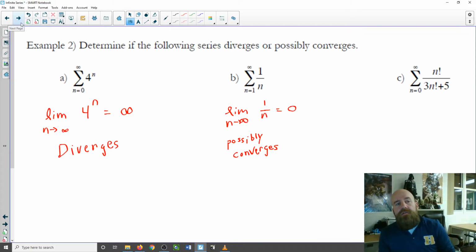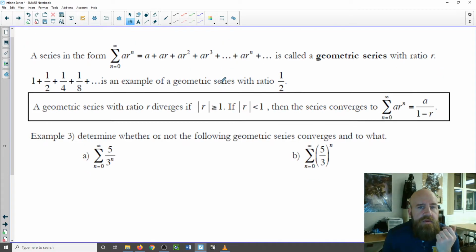All right, so let's take a look at one of the special series that we're going to take a look at this semester. So we have this thing called a geometric series, and it's written out like this. A geometric series, we have some ratio, some number raised to a variable power. So r to the n, that would be a geometric series. And a is just some value out front, some constant, that we can deal with.